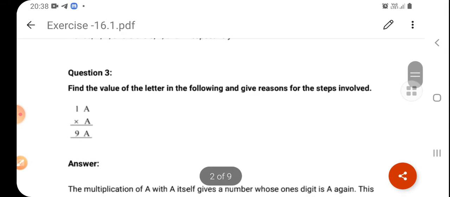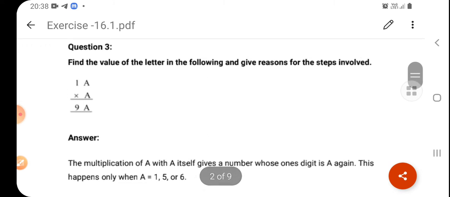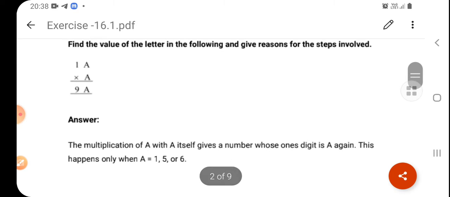Okay, so here it is given in the form of multiplication. 1A multiplied by A gives 9A. Okay, so A multiplied by A will again give A, and the carry will make the multiplication of A with 1 equal to 9. So A must be 1, 5 or 6. Okay, this happens only when A is equal to 1, 5 or 6.